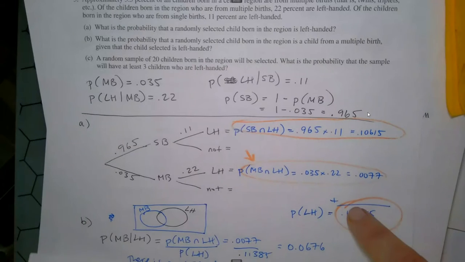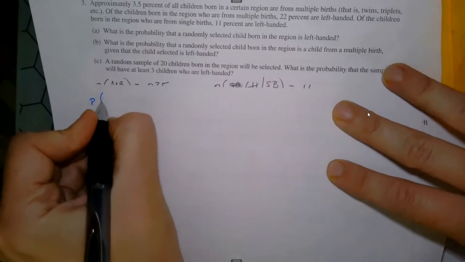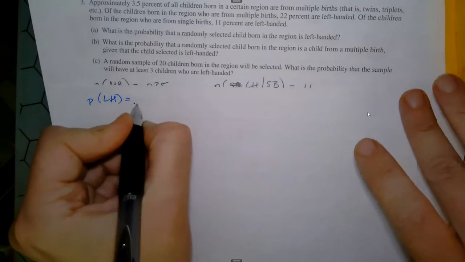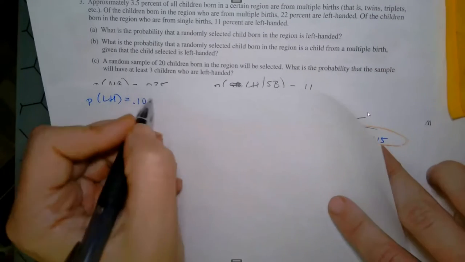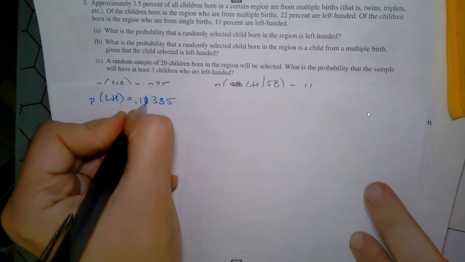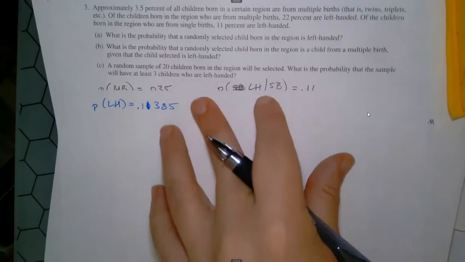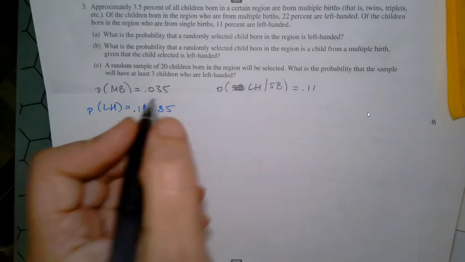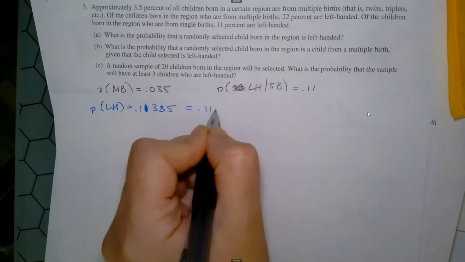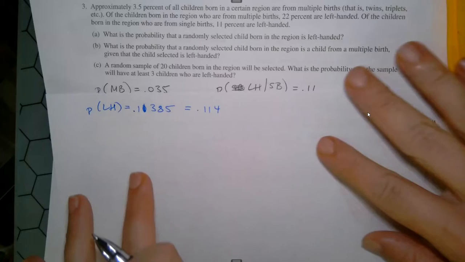Okay, but I'm going to need to grab this number to get started. So the chance of being left-handed is 0.11385. No, that's probably too many decimals. 5 significant figures is a bit much, given that we started out with 2 significant figures. So I'm going to call it 0.114. So that's what we're starting with to do C.